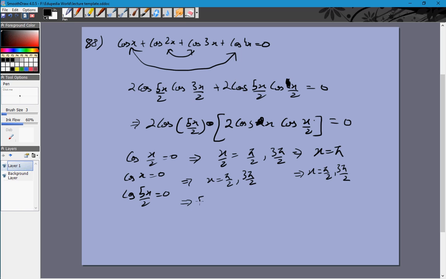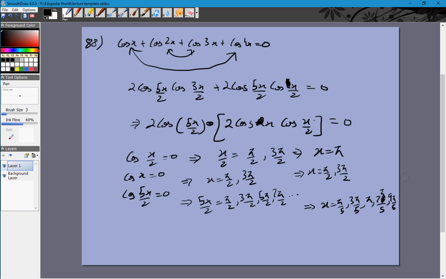This gives me 5x by 2 is equal to pi by 2. It could be 3 pi by 2, it could be 5 pi by 2, 7 pi by 2, and so on. Which means we'll just multiply by 2 by 5. So x is equal to pi by 5, 3 pi by 5, 5 pi by 5, which is pi, 7 pi by 5, 9 pi by 5, and we won't include 11 pi by 5 because that exceeds 2 pi, right?